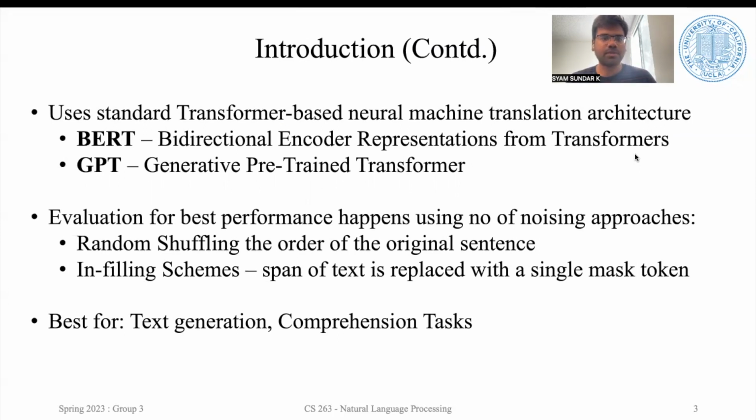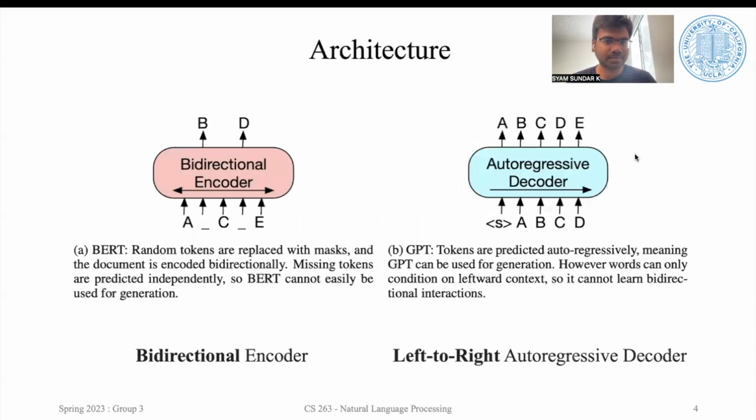The evaluation for the best performance happens by using different noising approaches. A couple of them are randomly shuffling the order of the original sentences, and the other one is an infilling scheme, wherein you take a text span and replace it with a masking token, which masks a span of characters. It is best used for text generation and comprehension tasks.